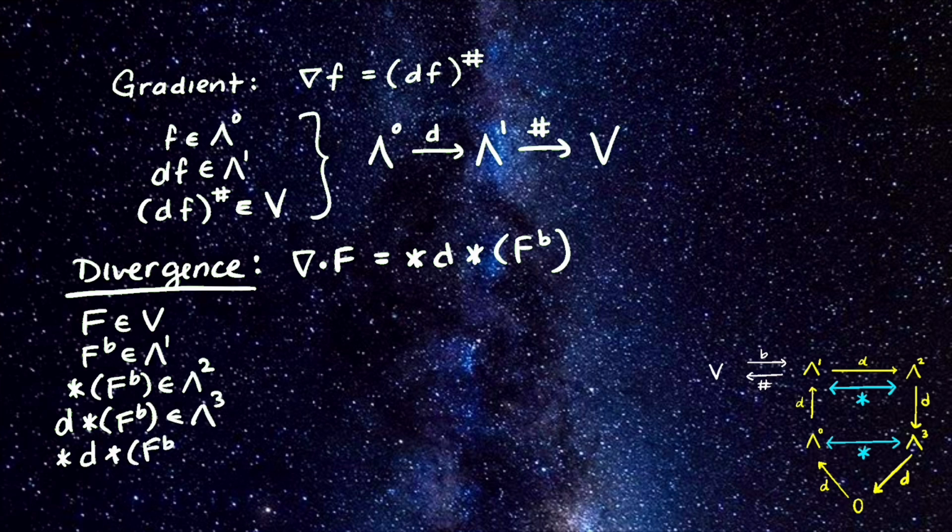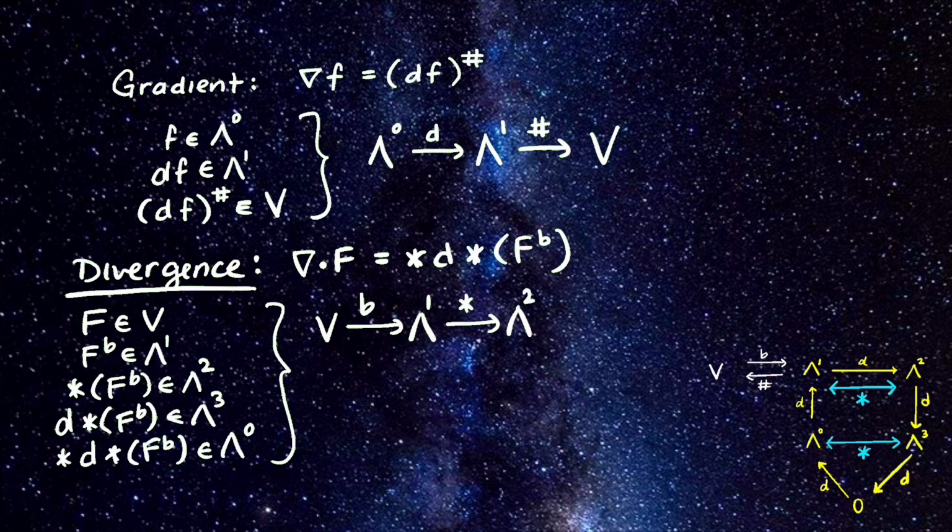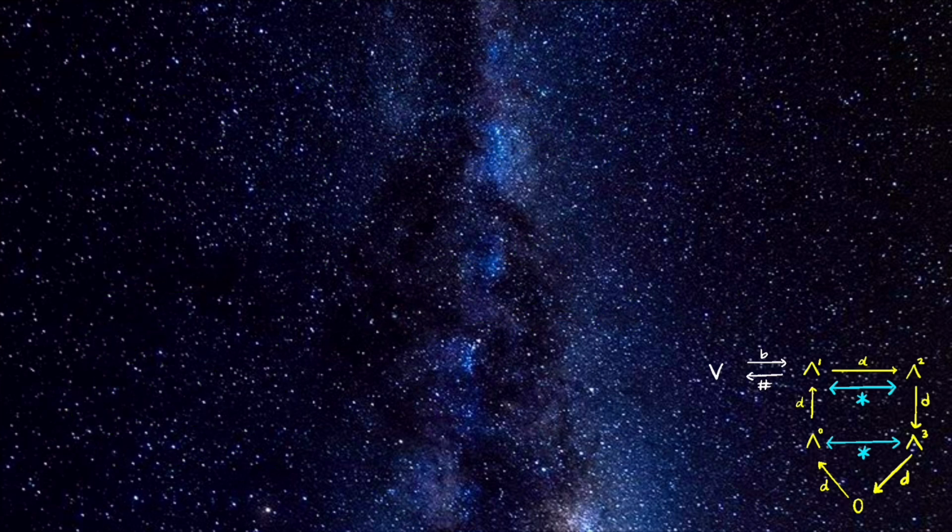Okay, so noting where each element of our composition would fall, we can map it out here. From vector field V, we flatten to the 1 form, Hodge star to 2, derivative to 3, Hodge star to 0, which is a scalar function. The divergence gives us a scalar value. And that's in the same way that the gradient gives us a vector field.